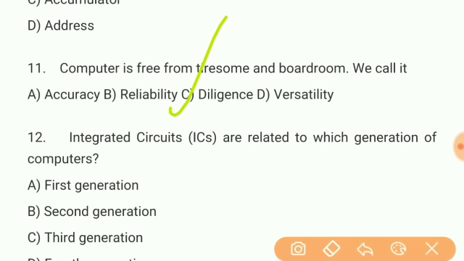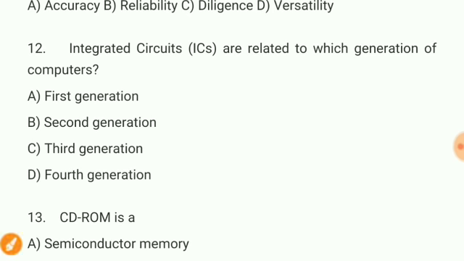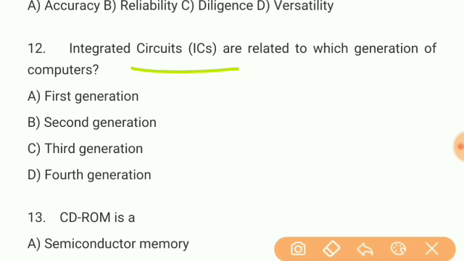When a computer is free from tiresomeness and boredom, we call it diligence. Then, integrated circuits, ICs, are related with which generation of computers? Integrated circuits are related with the third generation of computers.